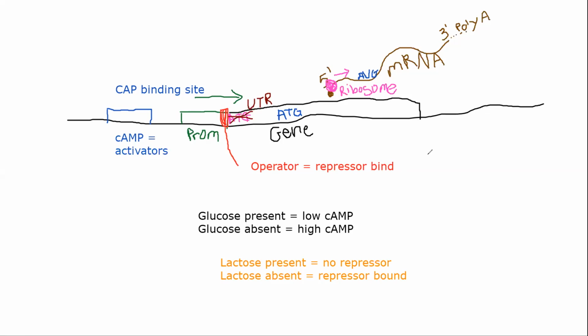I'm sorry, can you ask that again? The operator sites are usually part of the promoter region. That's just the name for any sequences that the repressor can bind to. There are actually like 3 different operator sites that they talk about in the book. I don't expect you to know that.